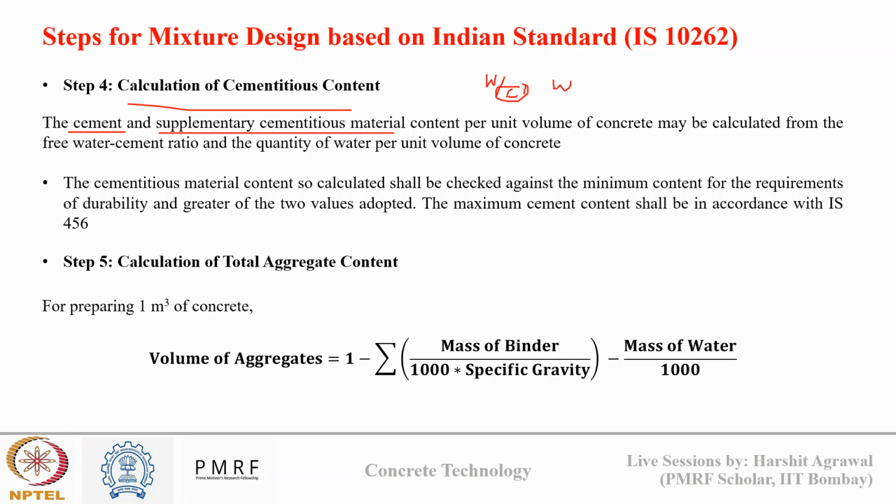This cement content that we have calculated needs to be checked against the minimum cement content requirement as per durability criteria, which is there in IS 456. So we need to check the criteria in IS 456 just to verify that whatever cement we have obtained is within the required limits.